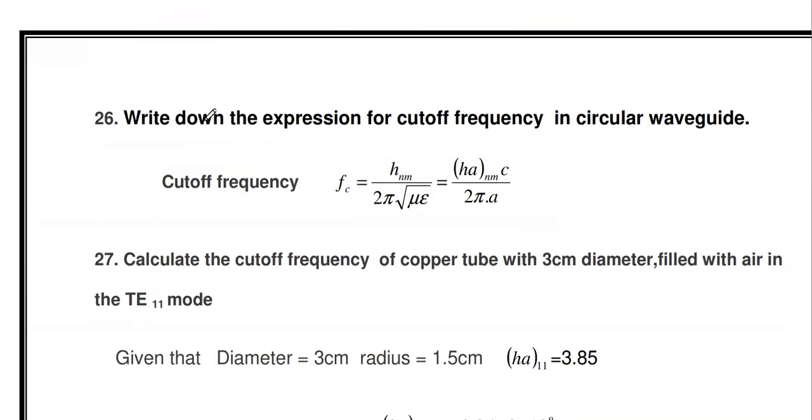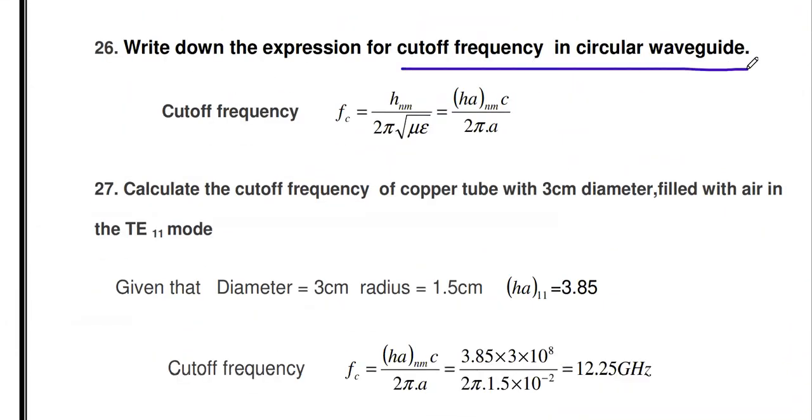Okay. Then the next question, write down the expression for cutoff frequency in circular waveguide. For a rectangular waveguide and parallel plane, we already discussed the cutoff frequency formula. Similarly, what is the cutoff frequency in circular waveguide? The cutoff frequency fc equals h'nm c by 2 pi a, where h'nm divided by a can be written as hnm. Depending upon the mode, this h'nm value will vary. a is the radius of the circular waveguide, and c is the free space velocity. So this is the cutoff frequency formula for the circular waveguide.